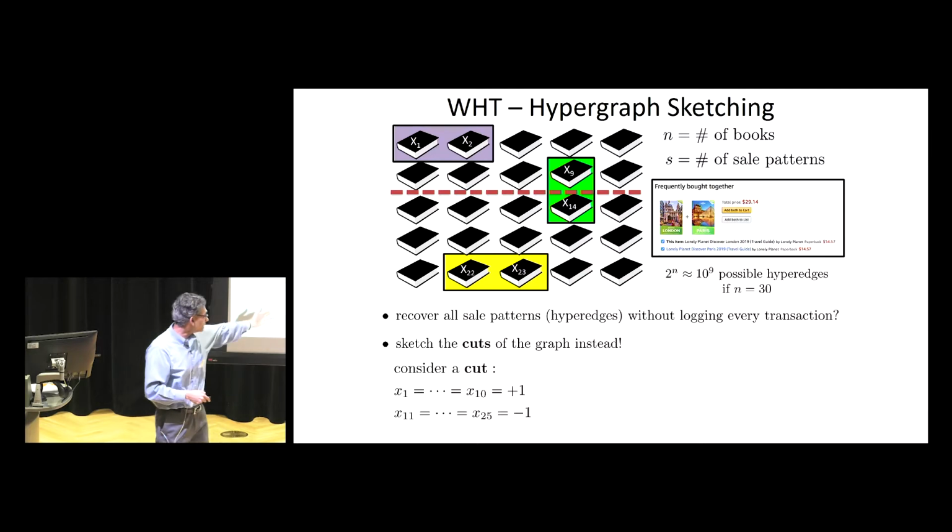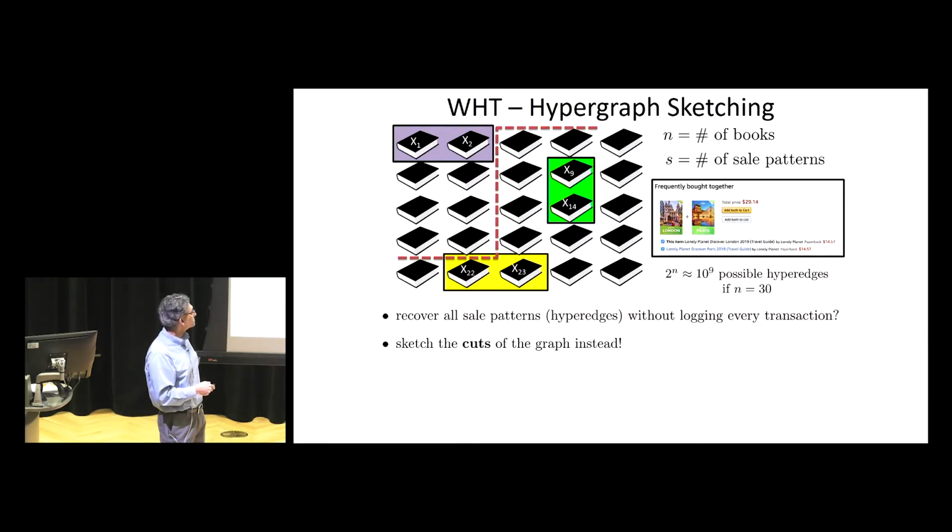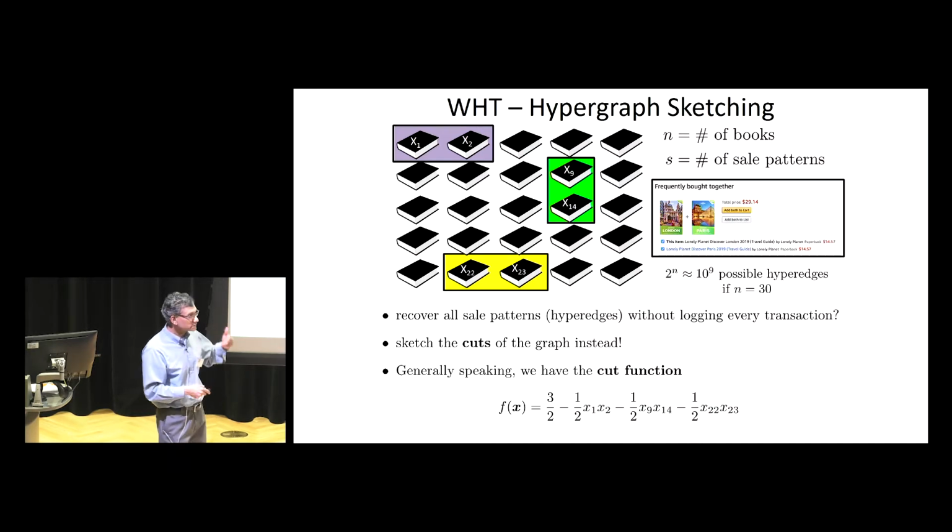So this would be +1 and -1, and the cut value is 1, and so on, right? So you can find these cuts. It turns out you can write the multinomial function of this cut function, and it will be in terms of the edges that are in the graph.